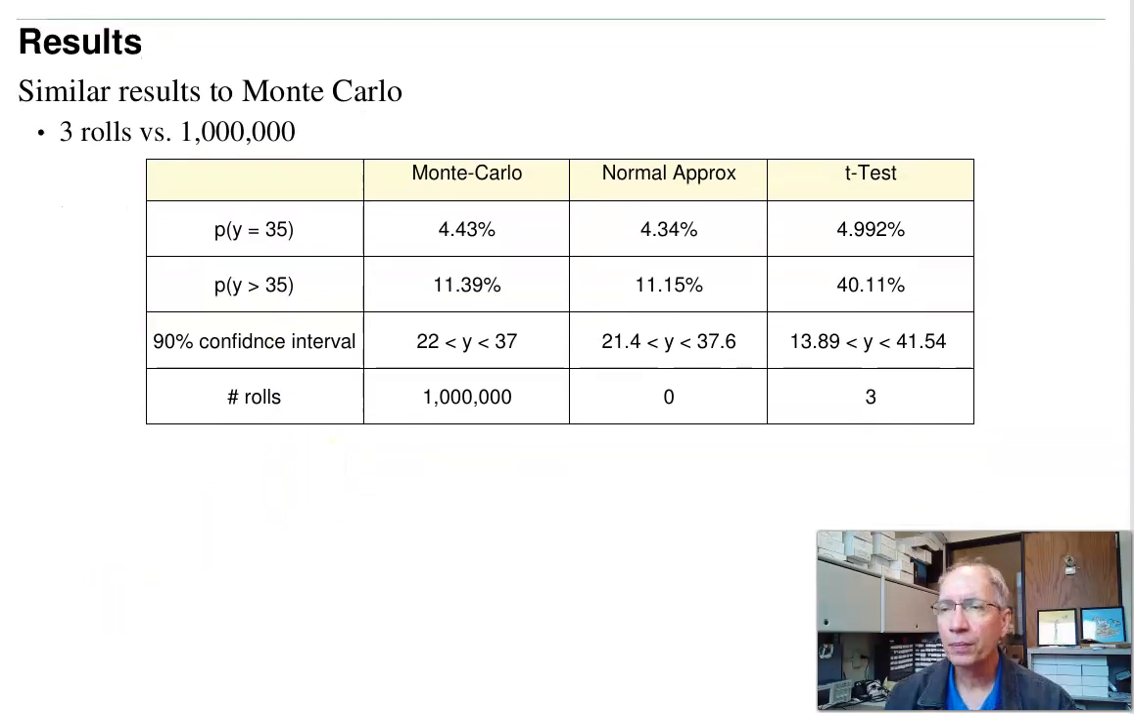So the results, comparing Monte Carlo to a normal to a t-test, the probability of hitting 35 is almost the same. Probability numbers bigger than 35 is a little bit off. 90% confidence interval is a little bit off with the t-test, but the number of rolls. Monte Carlo took 1,000,000 rolls. Normal approximation took 0, but then I had to know what the mean and standard deviation are. If I don't know that, I can use a t-test. With only sample size of 3, I'm getting numbers that are reasonably close. More samples would give me better data.